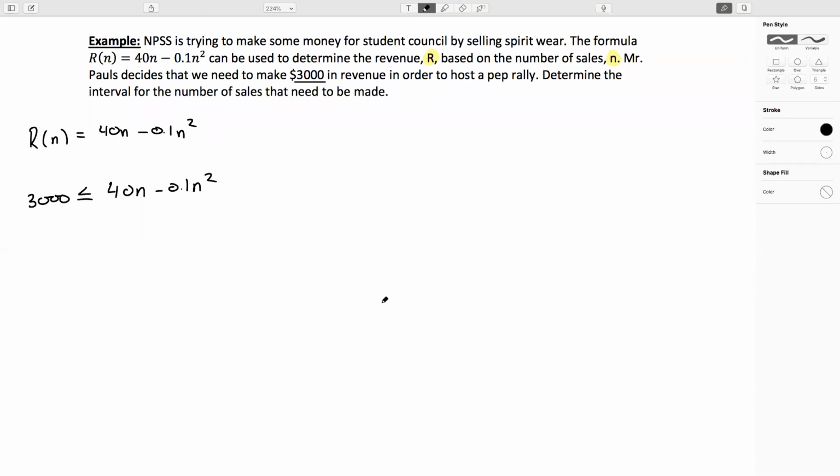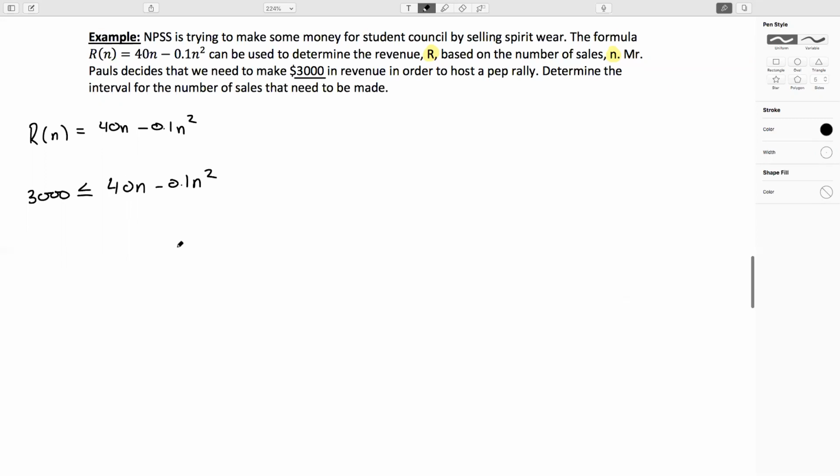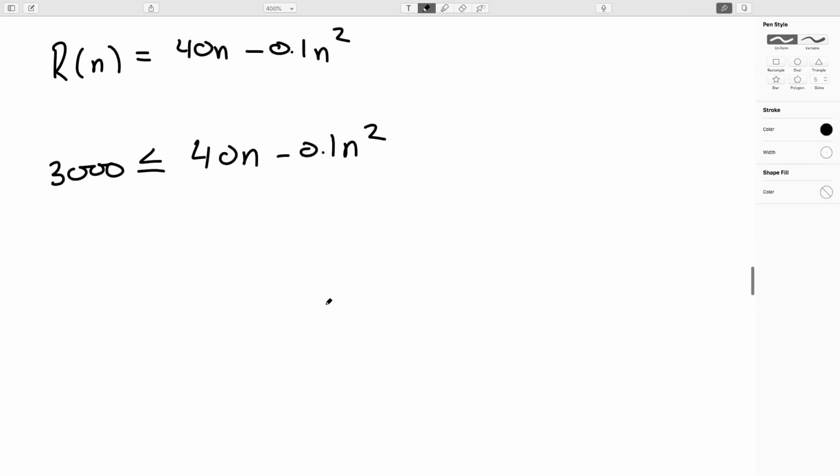All right, so we can now move things around and rearrange this equation. We can move the 0.1n squared to the other side by adding. We can subtract 40n, and we're going to get the equation, I'm just going to zoom in a little bit here, plus 0.1n squared minus 40n plus 3,000 is less than or equal to 0. Okay. And now that we have this, we have the starting point of a question that we just did. It's just got some ugly looking numbers, unfortunately.